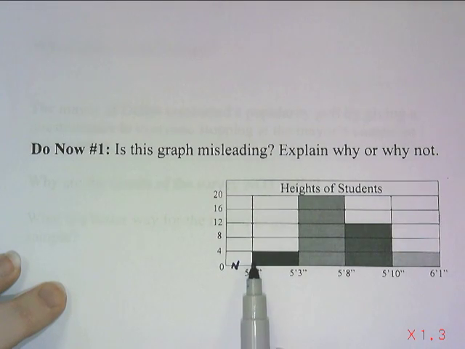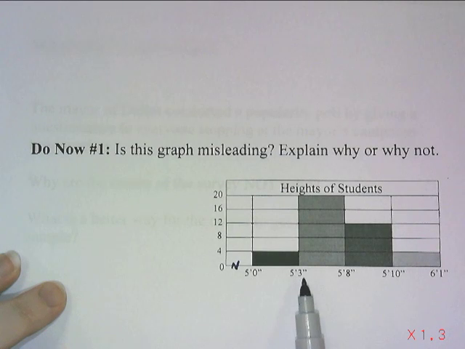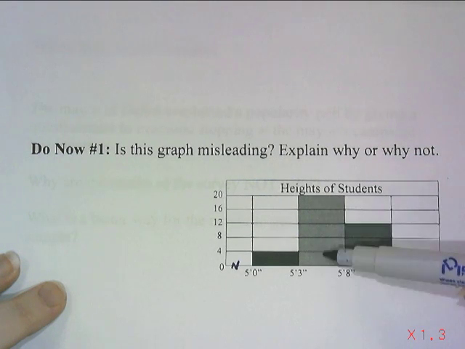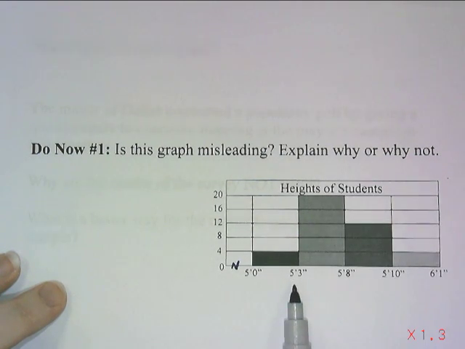Notice my first bar represents from 5 foot to 5 foot 3 inches. Then I go from 5 foot 3 inches to 5 foot 8 inches, from 5 foot 8 to 5 foot 10, from 5 foot 10 to 6 foot 1. These are not equally spaced intervals. This interval has the most students in it, but it also has the biggest range of included heights. So that's not necessarily a fair comparison.